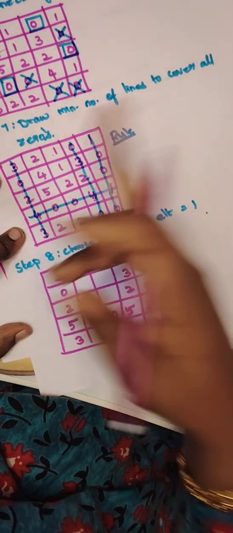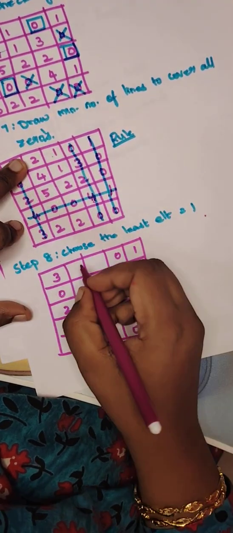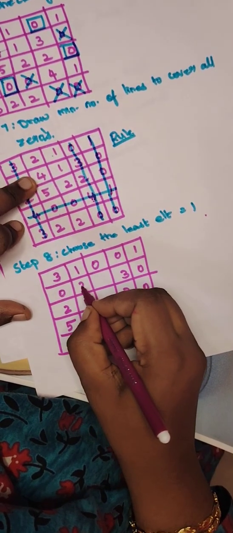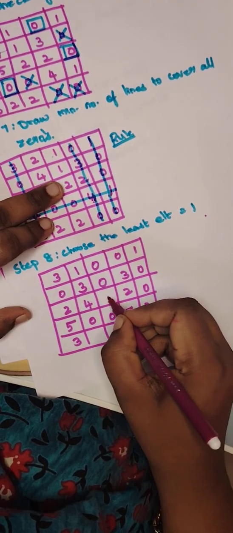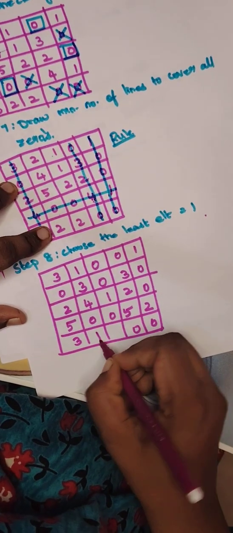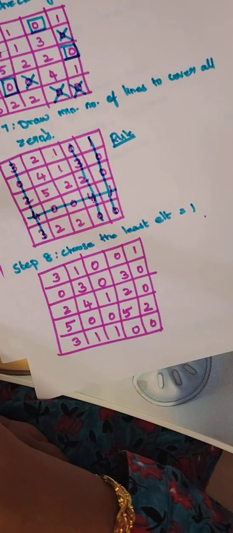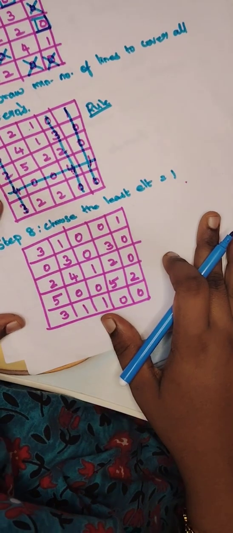Others subtract, so others I need to subtract. So here the value is 2, so 2 minus 1 is 1, 1 minus 1 is 0, 4 minus 1 is 3, 1 minus 1 is 0, 5 minus 1 is 4, 2 minus 1 is 1, 2 minus 1 is 1, 2 minus 1 is 1. Then I'm going to check for assignment. In this table itself I'm checking for assignment.